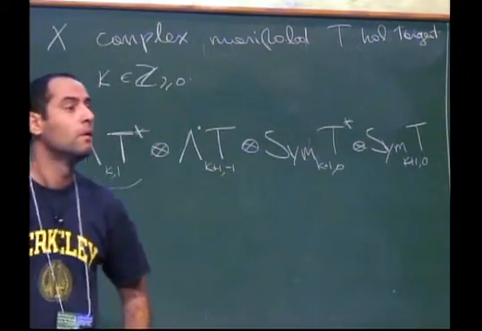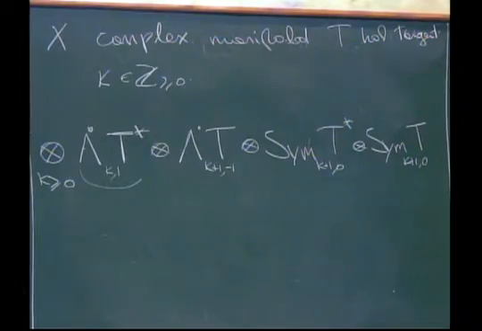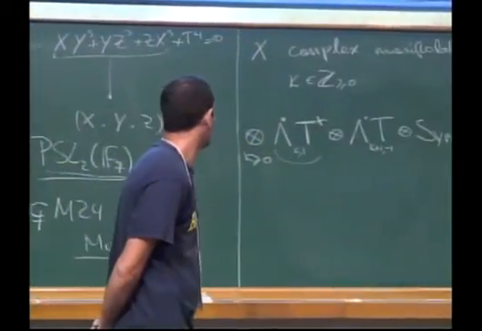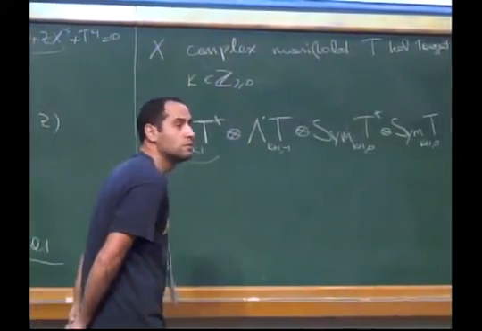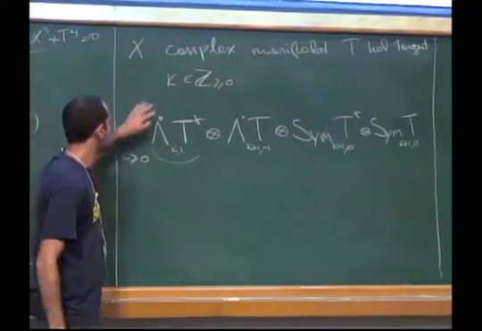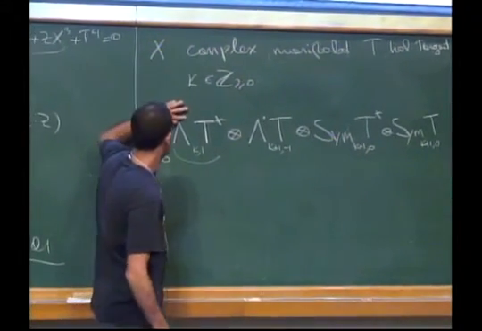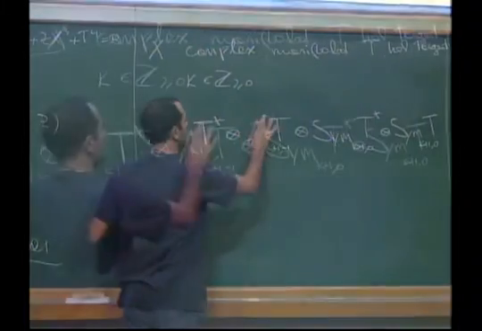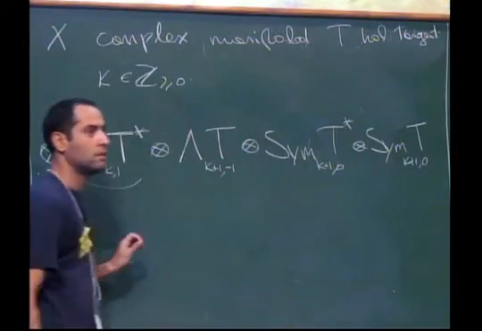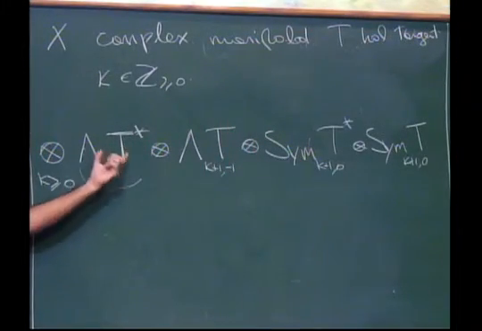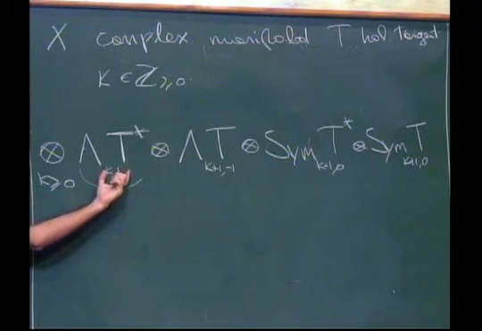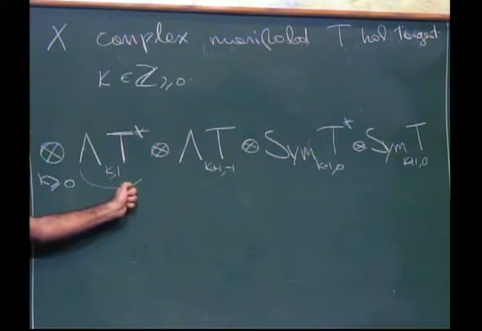My question was somehow, does it have anything to do with the grading on the exterior algebra itself? Is this the degree of only just T star, or is it the degree of the whole exterior? It's only the degree of T star, and then extended to the grading. Then you extend it to the whole, that's why I'm saying two forms should have bidegree 2K and 2.